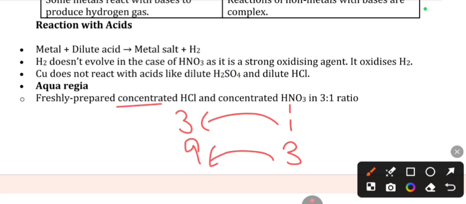These two acids should be concentrated. If you mix concentrated HCl and nitric acid in the ratio 3:1, you will get a highly reactive acid called aquaresia. Many times in boards it is asked: what is the ratio of HCl and HNO3 in aquaresia? So you have to learn 3:1 of HCl and HNO3, and when they mix together, it will react with gold and silver. We can use it for reacting with these noble metals.